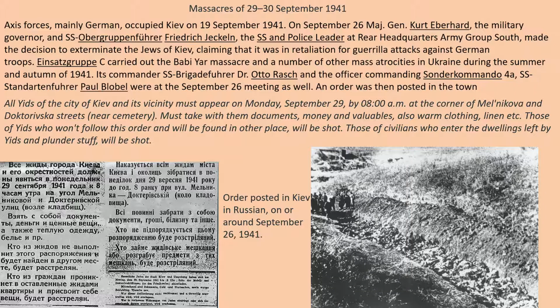An order was then posted in the town: Jews of the city of Kiev and its vicinity must appear on Monday, September 29th by 8 a.m. at the corner of Melnikova and Dokhturovska Streets near the cemetery. They must take with them documents, money, valuables, also warm clothing, linen, etc. Those Jews who don't follow this order will be found elsewhere and will be shot. Those civilians who enter the dwellings left by Jews and plunder stuff will be shot. So if they go into dwellings of Jews and steal stuff, they will be shot as well. And that's actually what's in the paper, and that's what's posted.